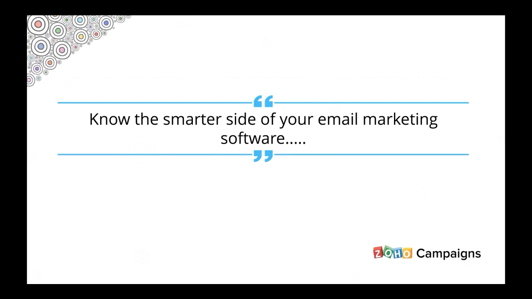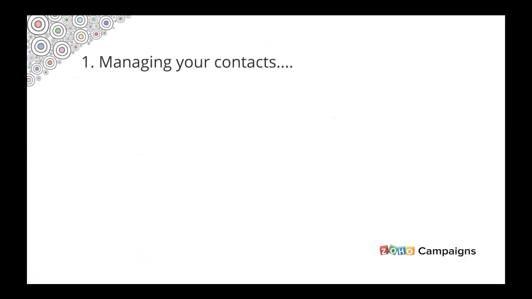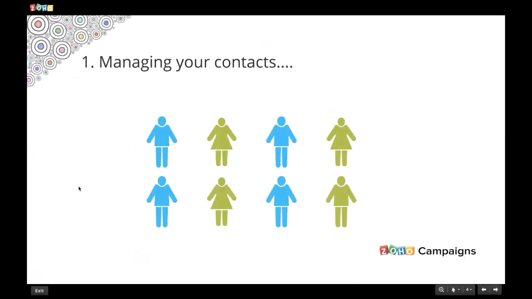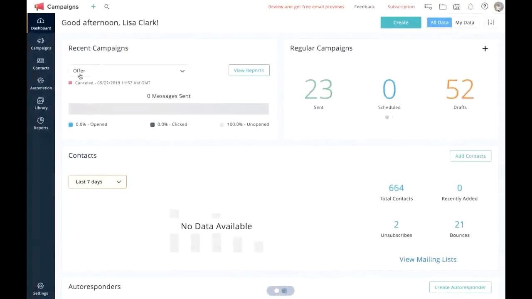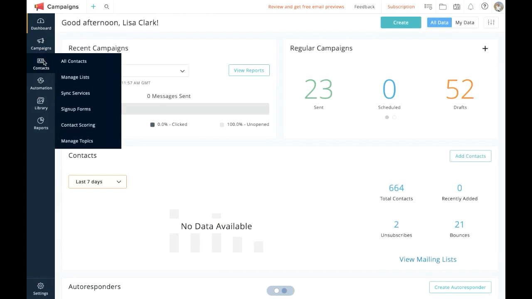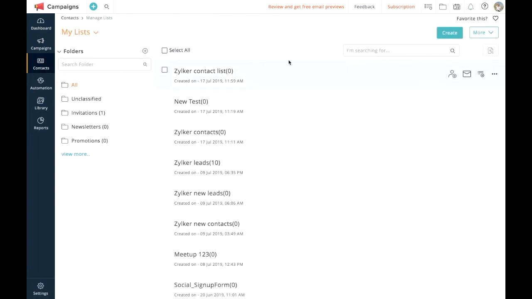So let me dive into the technical aspect now. As I told you, I'm going to talk about a feature that helps you to deal with multiple contacts present in a mailing list. But before discussing the feature, I would like to show you the basics of list management. As you could see, this is the dashboard of Zoho Campaigns, and to create a mailing list, I will have to access the contacts module here. And now I'm going to create a mailing list.